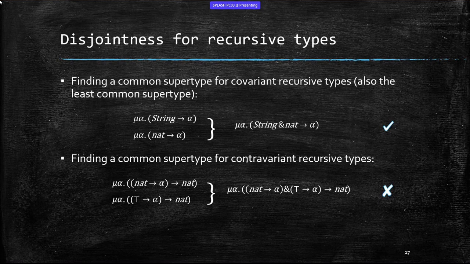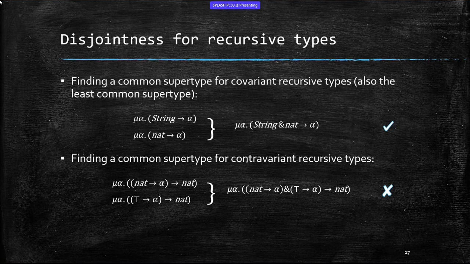In our work, defining disjointness for recursive types is non-trivial. According to our specification, finding a common supertype is important for checking disjointness. Finding a common supertype for covariant recursive types is simple. We can find a recursive type whose contravariants are just an intersection of contravariants in any functions. Such a common supertype is also the least common supertype.